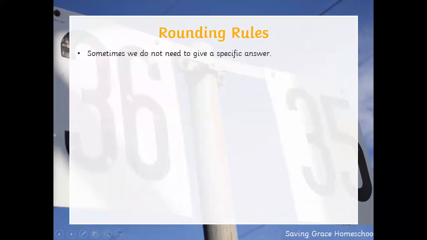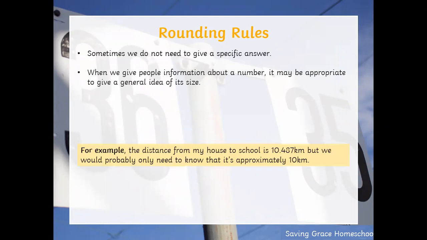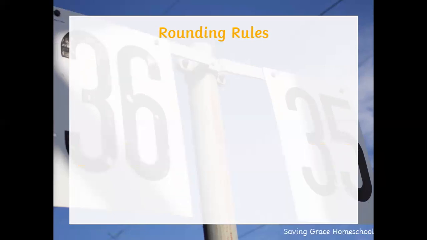What are the rounding rules? Sometimes we do need to give a specific answer. When we give people information about a number, it may be appropriate to give a general idea of its size. So that's estimation, rounding, approximation. For example, the distance from my house to school is exactly 10.487 kilometers. But we will probably only need to know the approximation, so it's around 10 kilometers. I lived a lot closer to school.